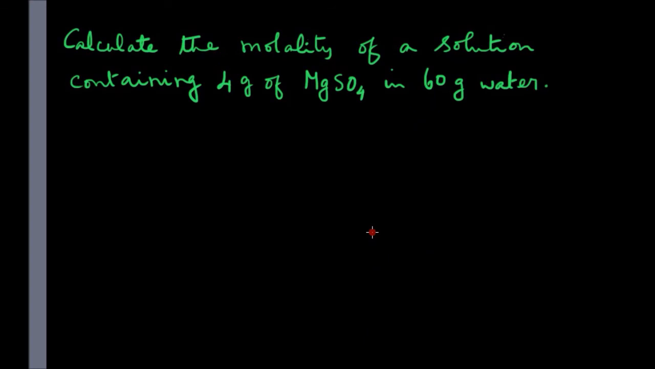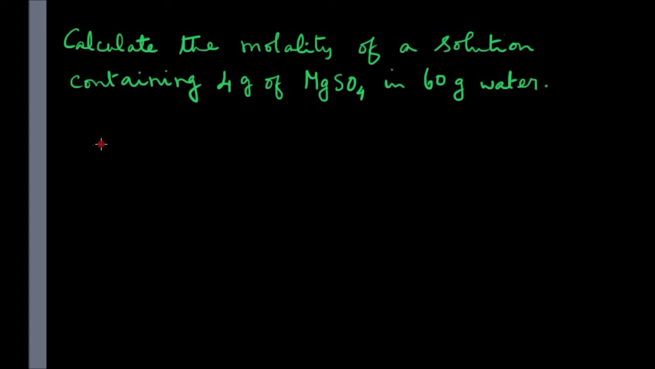Shall we work out one or two problems to understand the concept of molality better? Read the problem. Calculate the molality of a solution containing 4 grams of magnesium sulfate in 60 grams of water. What should you do first? Calculate the molar mass of MgSO4. Mg has a mass of 24, sulfur 32, and for 4 oxygens it is 64. So you get a molar mass of 120.